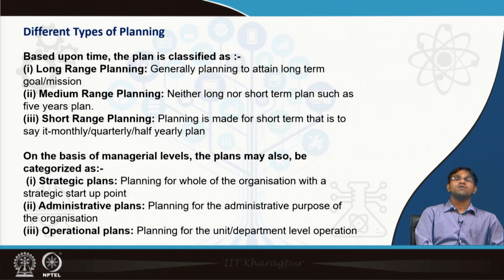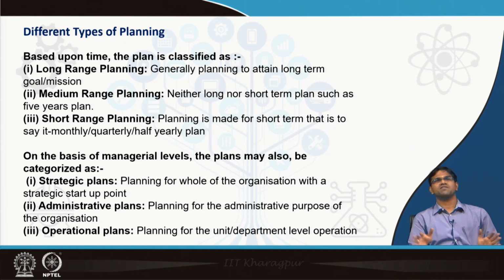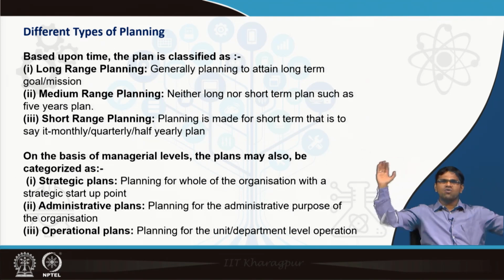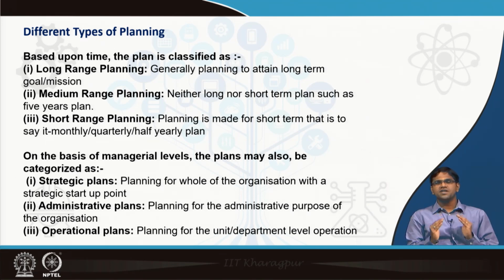Okay, now on the basis of the managerial level, how these plans are different. So the managerial level or strategic plan. Strategic plan is generally for a whole organization. It always is for a whole organization, and it decides the course of action for the whole organization. How we do strategic planning is to decide what we have to do, how we have to do it, and all this.